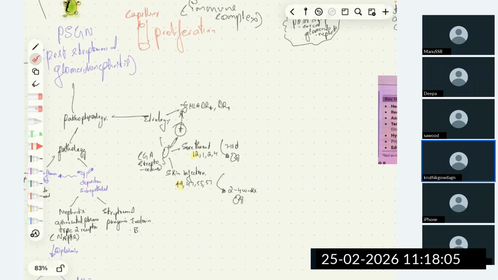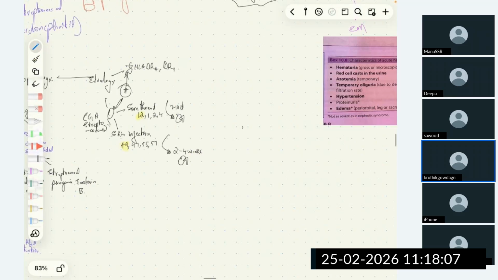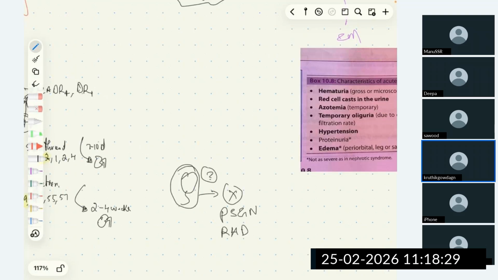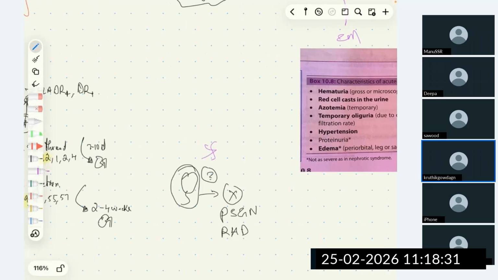See, we all get streptococcal infection. Probably most of us have got streptococcus infection, group A hemolytic streptococcus infection. But all of us don't develop PSGN. All of us don't develop rheumatic heart disease. Why? Because the people who have genetic predisposition will go on to develop the disease. All the people will not develop.